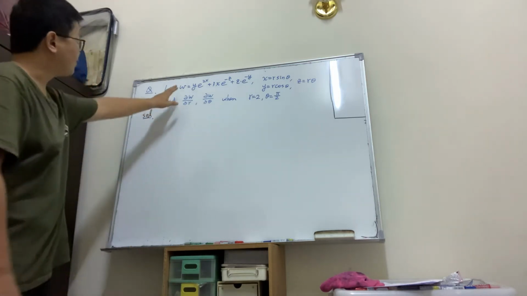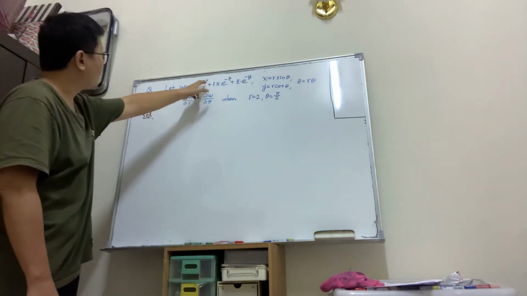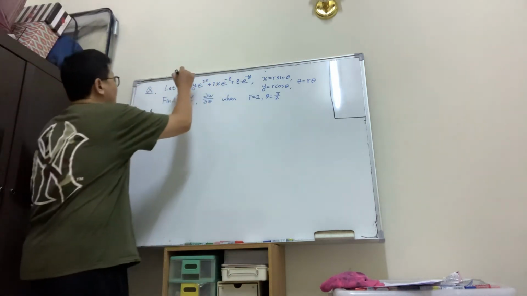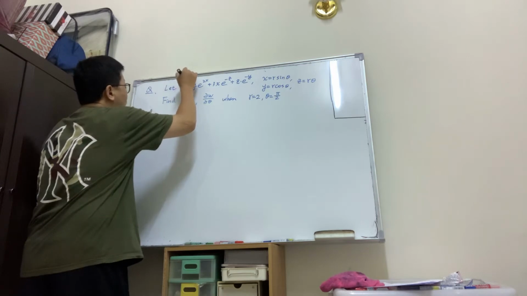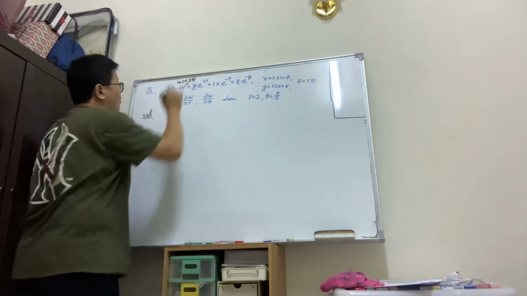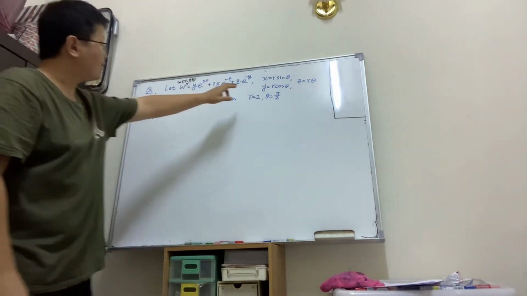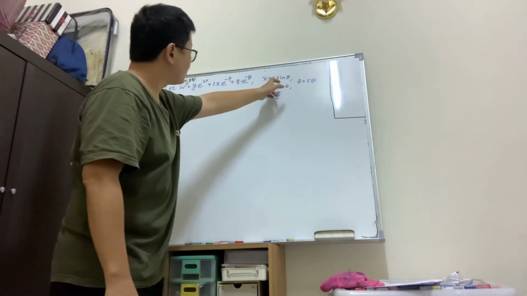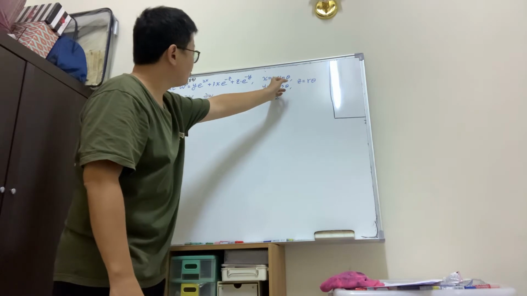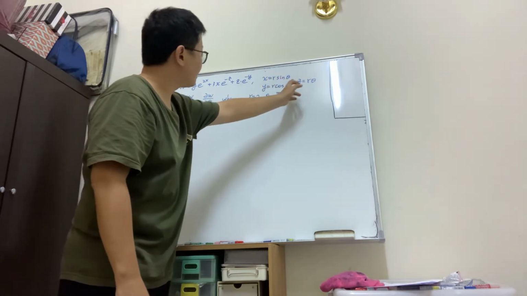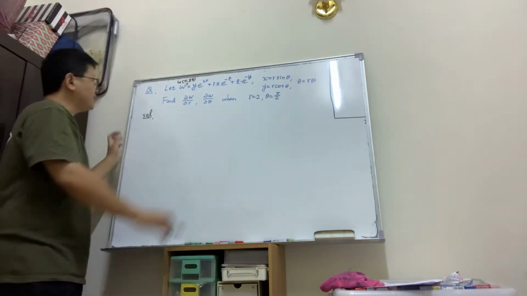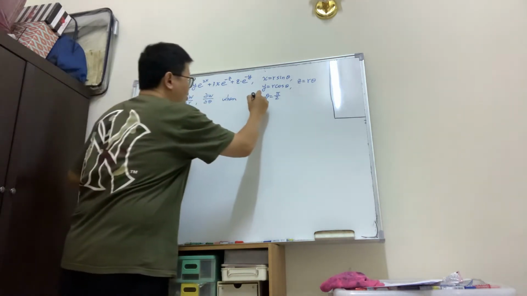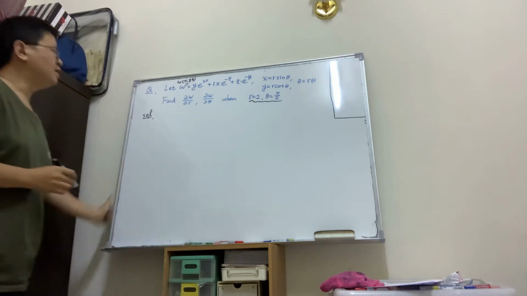So w is a function which contains three variables x, y, z. And the variables x, y, and z also all contain two variables, r and theta. So now we want to find partial w, partial r, and partial w, partial theta when r equals 2, theta equals pi over 2, right?